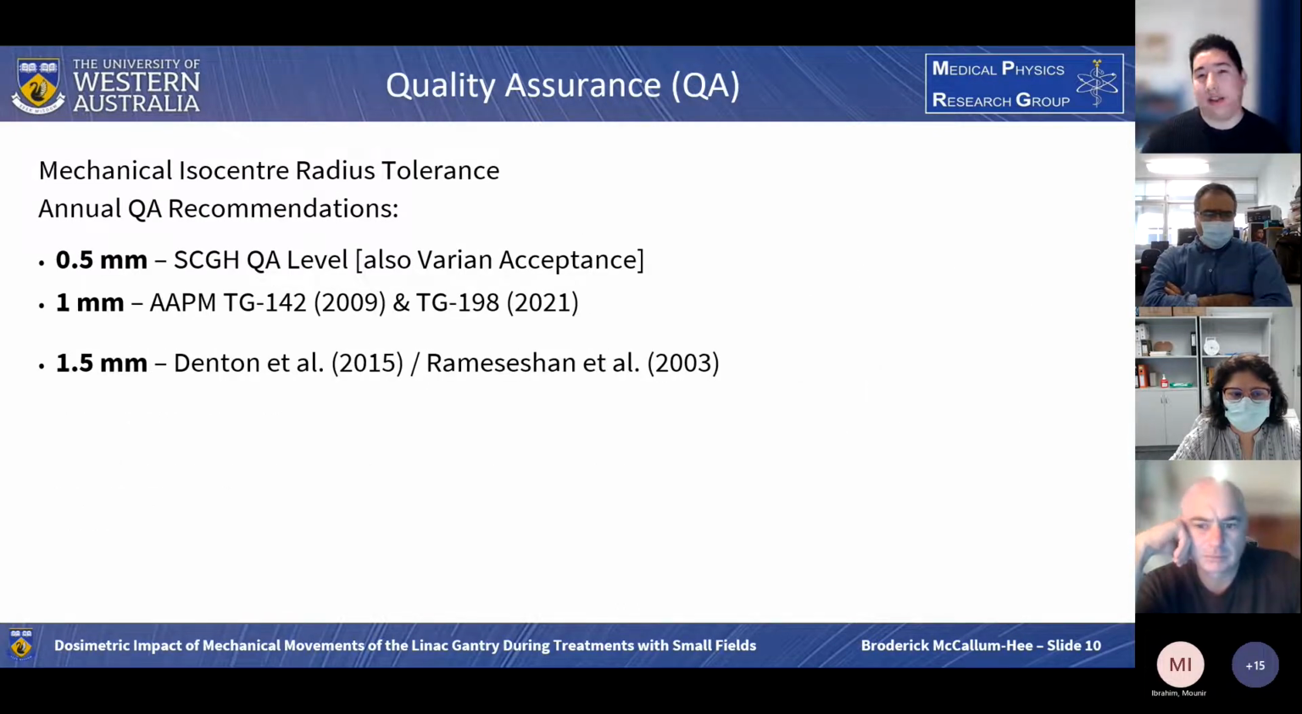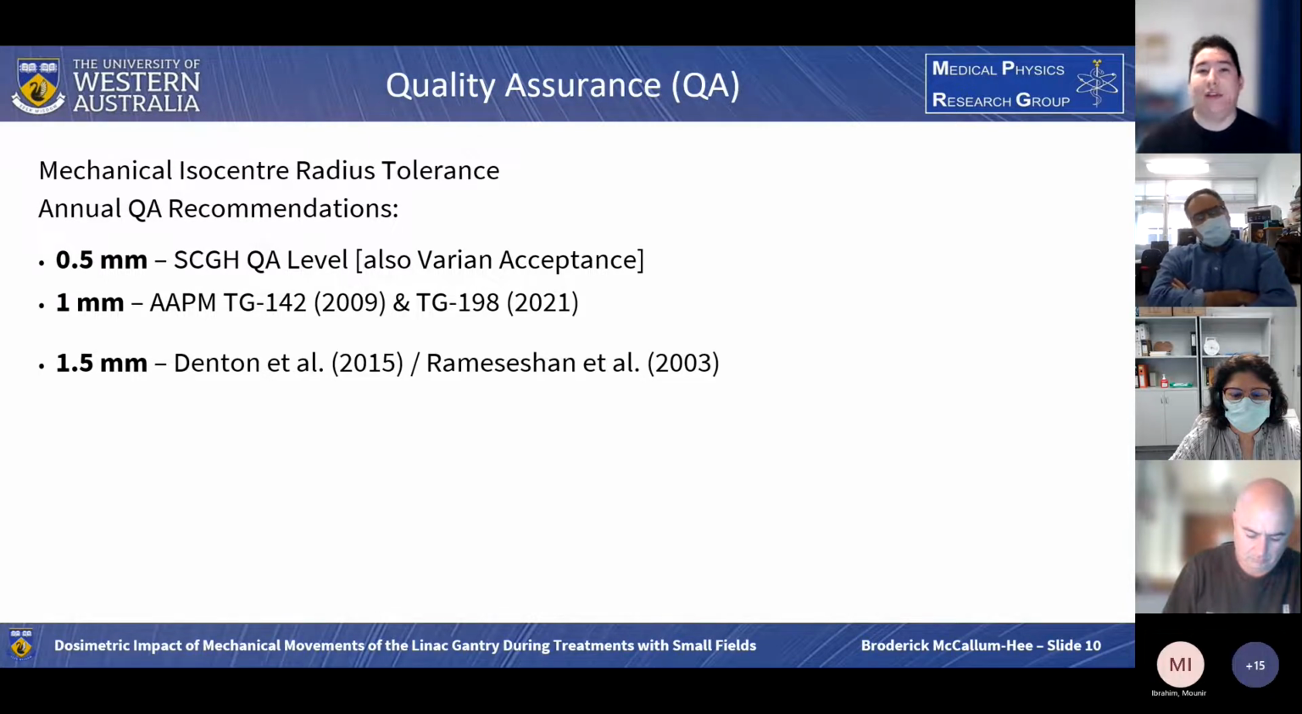In terms of managing these errors, it's very important that we have good quality assurance practices. And this just refers to everything we do to make sure that our machines are delivering radiation accurately and how we want them to. Quality assurance practices vary depending on the centre. However, they are informed by recommendations from main bodies in the radiotherapy space and also in literature.